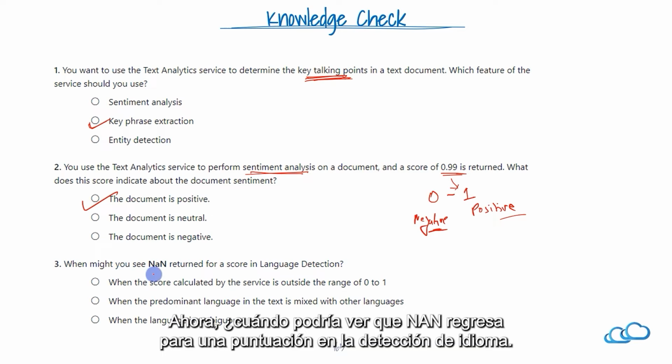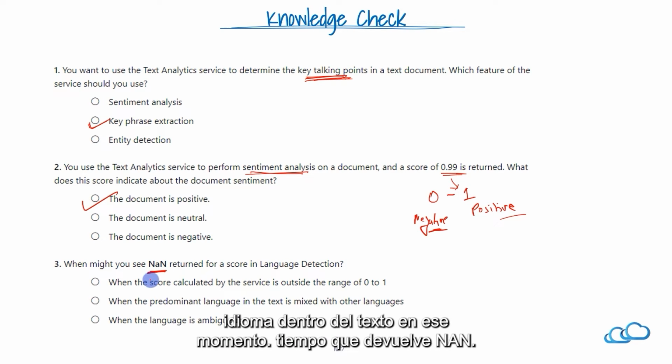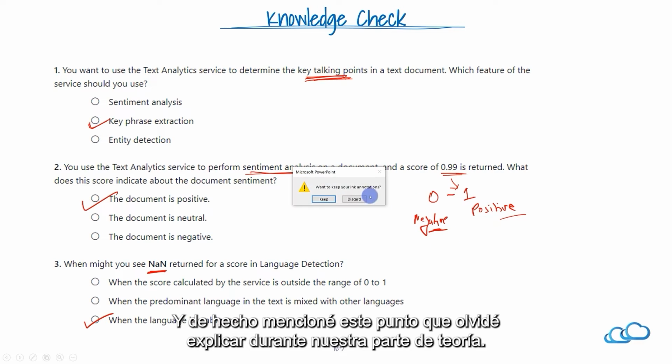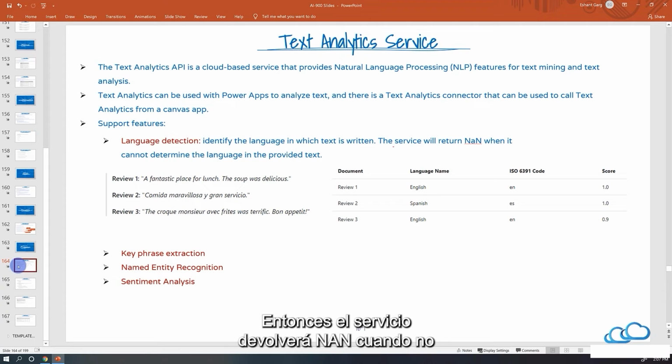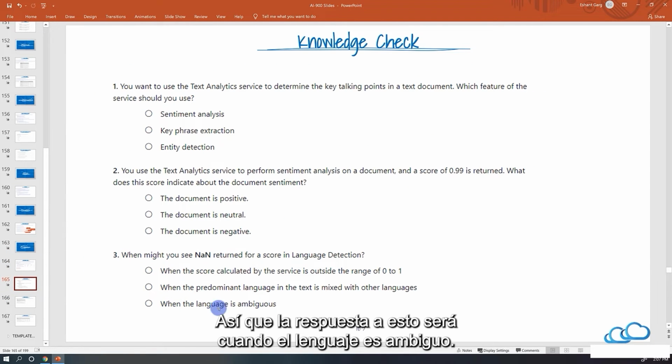Now, when might you see NaN returned for a score in language detection? When our service is not able to identify the language within the text, at that time it returns NaN. And so the answer is when the language is ambiguous. And actually, I forgot to explain this point during our theory part. So the service will return NaN when it cannot determine the language in the provided text. So the answer will be when the language is ambiguous.